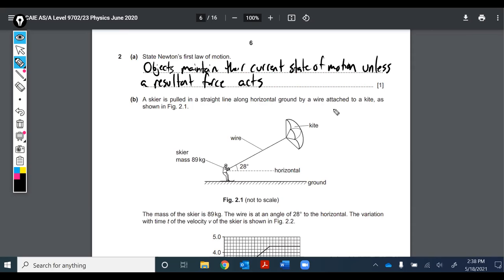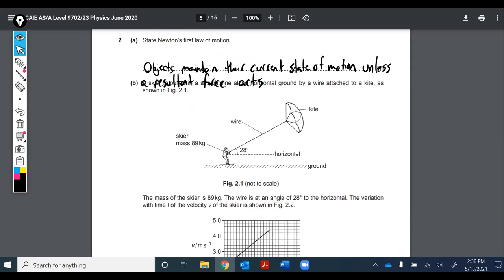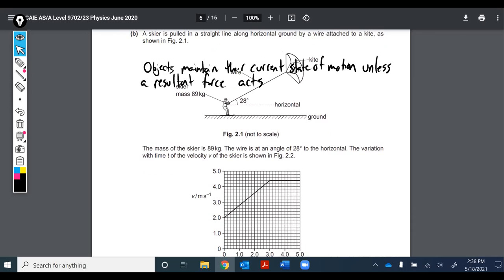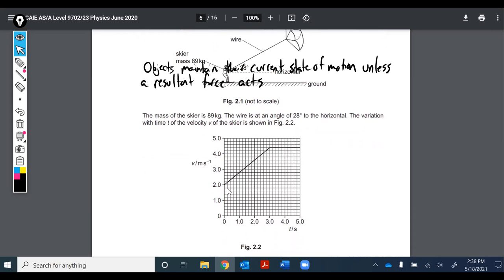A skier is pulled in a straight line along horizontal ground by a wire attached to a kite as shown. We're then told that the mass of the skier is 89 kilograms. The wire is at an angle of 28 degrees to the horizontal. The variation with time t of the velocity v of the skier is shown in figure 2.2. So it looks like the skier starts at a speed of 2 meters per second, changes the speed to 4 something after a few seconds, and then keeps that speed there.